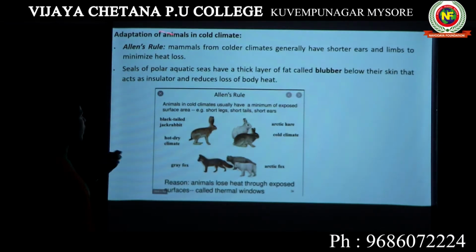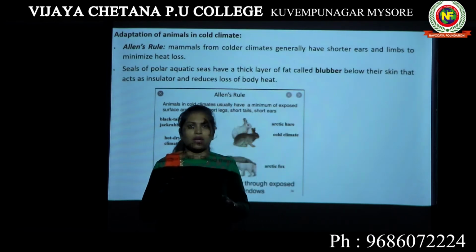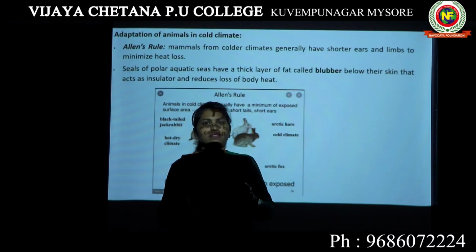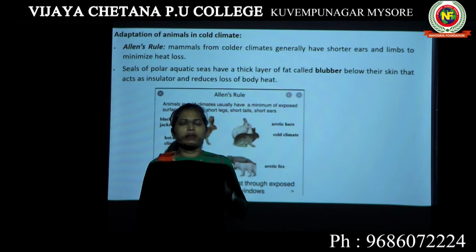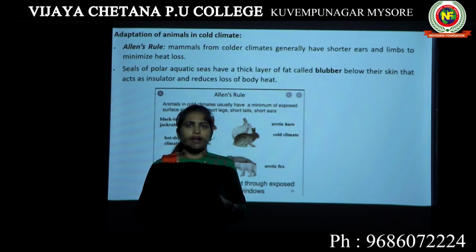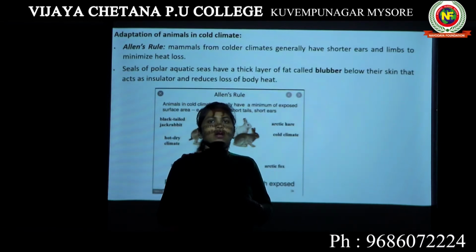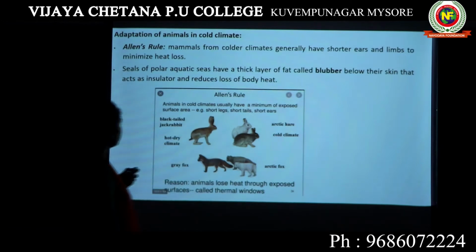Now, this is one adaptation of animals living in cold climate. Generally, animals living in cold climate have body parts that are shorter or smaller when compared to organisms of the same species living in a hotter climate. Why so? Because if they have shorter body parts, their body surface area decreases. When the body surface area decreases, they lose heat very slowly from their body surface. If the body surface area is more, they tend to lose body heat very fast. This is one adaptation which can be explained with the help of Allen's rule.